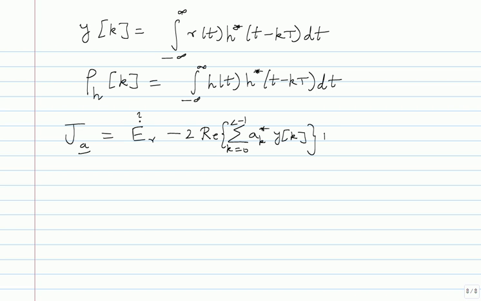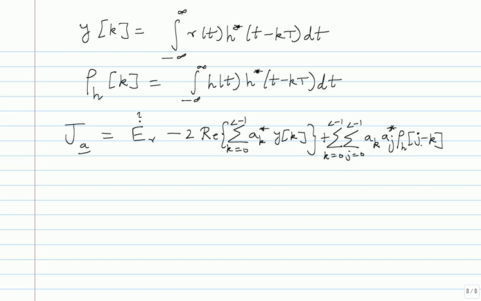Okay, and then the last term is a double summation, k equals 0 to L minus 1, j equals 0 to capital L minus 1, a_k a_j star rho_h of j minus k. Okay, check that this matches with the previous thing. It's easy to do it.